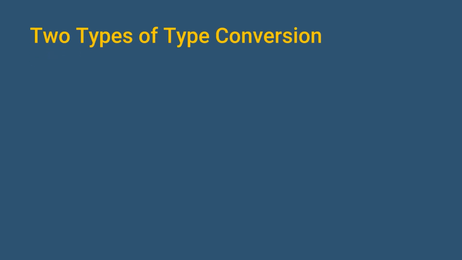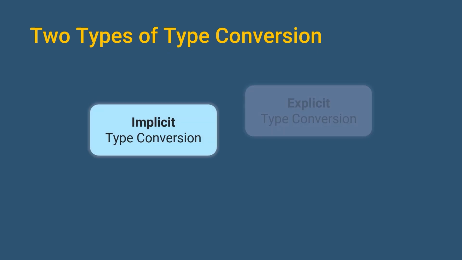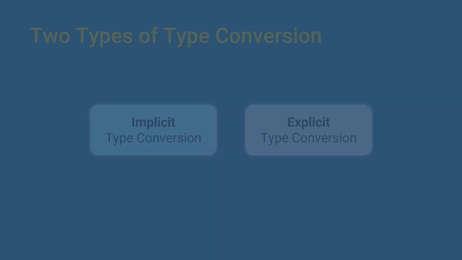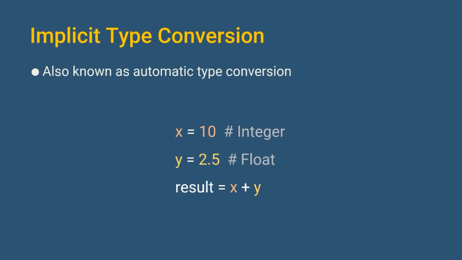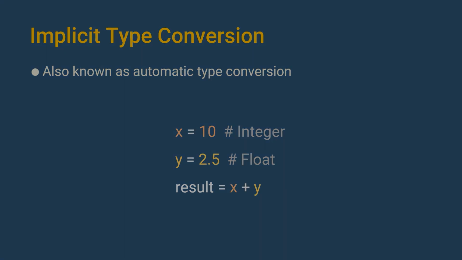There are two main types of type conversion in Python: implicit type conversion and explicit type conversion. Implicit type conversion, also known as automatic type conversion, happens automatically when Python converts one data type to another without explicit instructions from the programmer. This type of conversion occurs when Python determines that it's safe and logical to perform the conversion, such as when mixing different types in an operation.